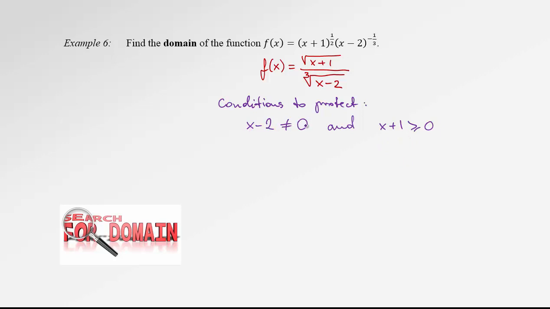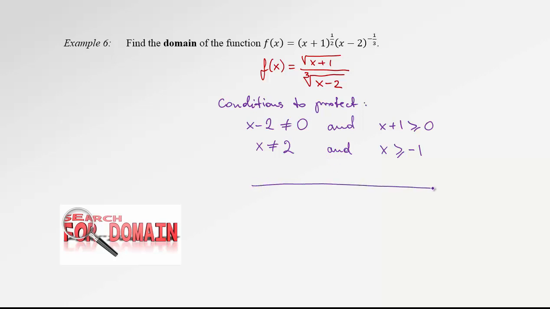Okay, x minus 2 is different than 0. That means that x must be different than 2. That's reasonably easy. Now, second inequality, x must be bigger equal, move the 1 to the other side, -1. And the connecting word between these two conditions is and.